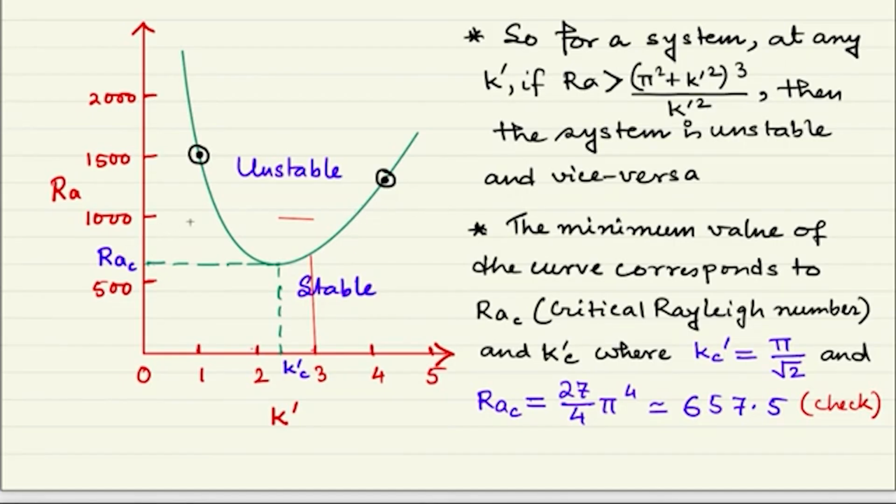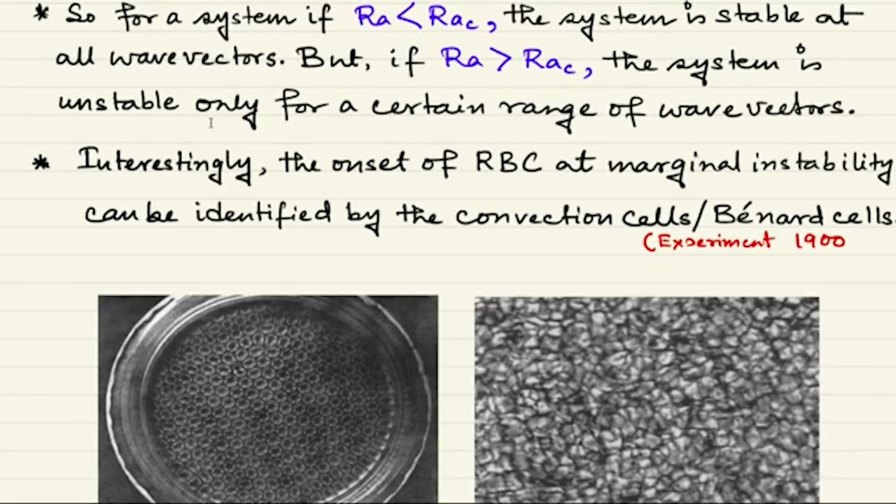So stable, unstable, stable. On the other hand, if you want to increase the length scale, that means decrease the wave vector, it is the same thing. First you have a stable region, then an unstable region, then a stable region. The system is unstable only for a certain range of wave vectors. This is very crucial to understand.